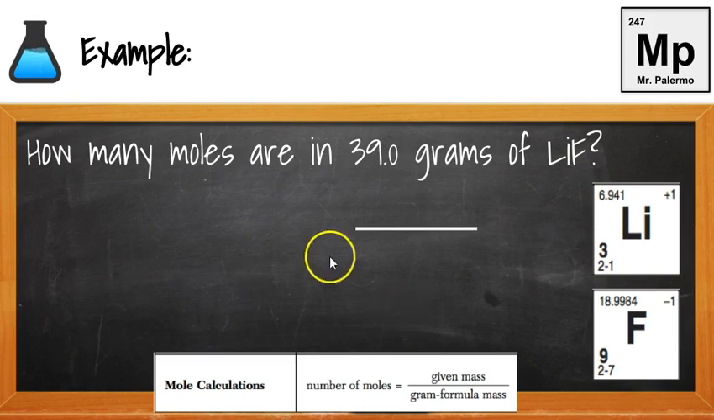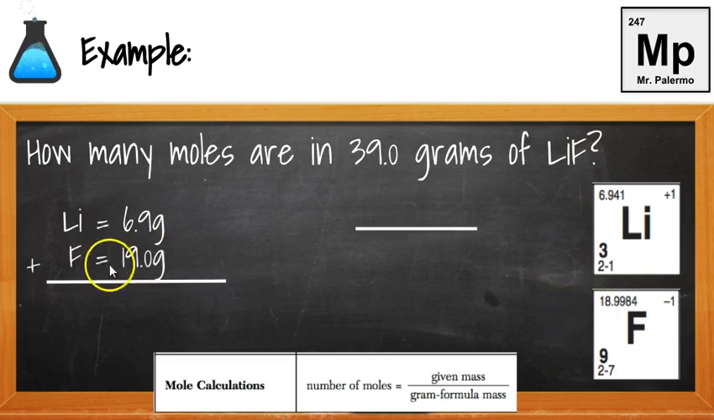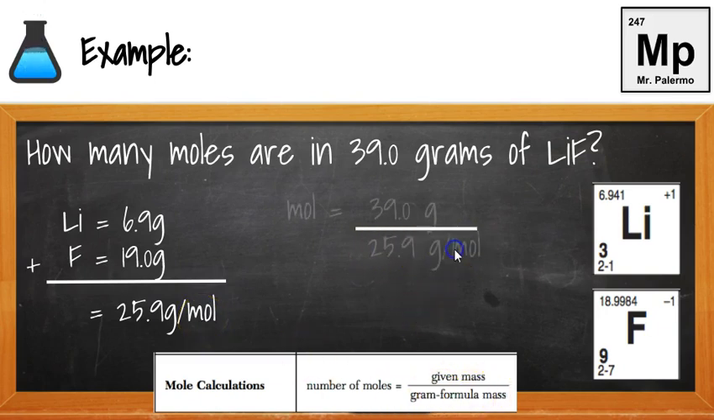So for example, if we want to know how many moles are in 39 grams of lithium fluoride, I first have to look up the mass of lithium. To nearest tenth is 6.9. The mass of fluorine is 19.0, rounded to nearest tenth. And when I add those together, that gives me the gram formula mass, or molar mass, which is 25.9 grams per mole. That's going to go in my denominator.